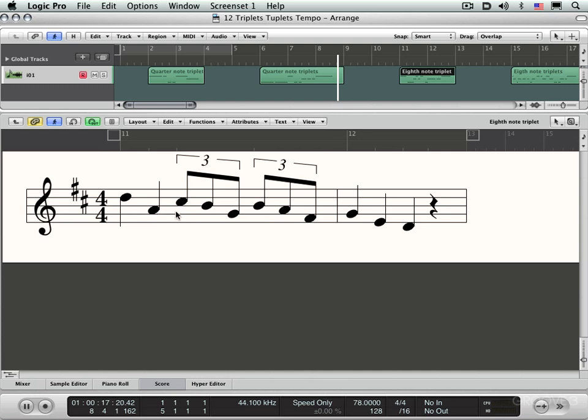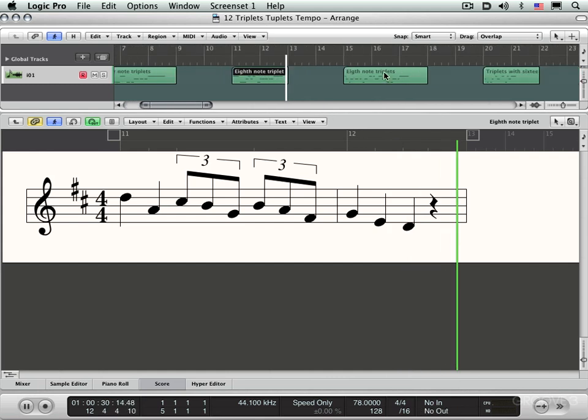1, 2, 3, and 4, and 1, 2, 3, and 4, and so dividing into 3. So let's listen to what that sounds like. And let's go to our next example of eighth note triplets.